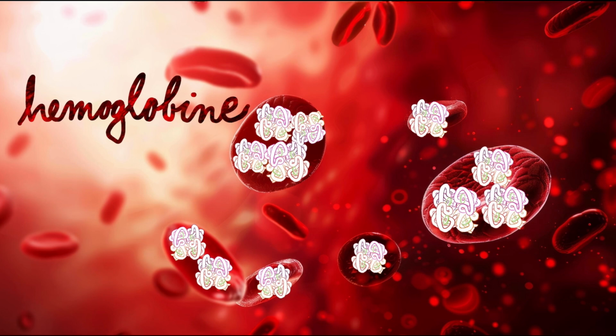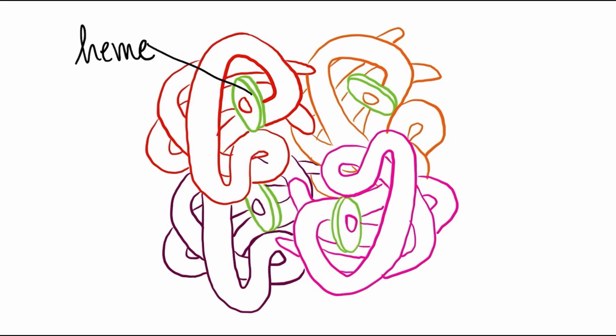Carbon dioxide is a product of metabolism there, and our tissues can get rid of the carbon dioxide thanks to the hemoglobin. So that's why the function of hemoglobin is essential. Let's take a closer look at the structure of hemoglobin.